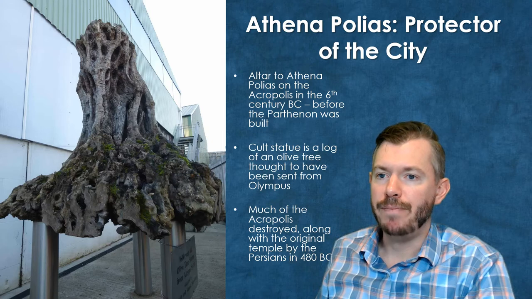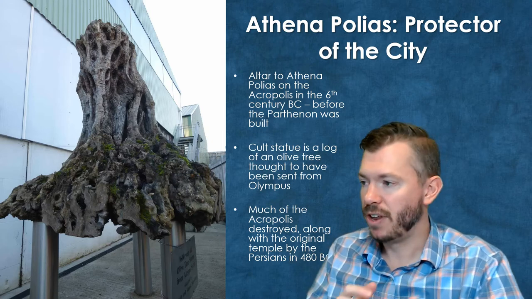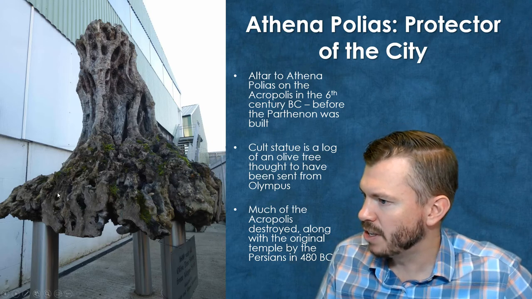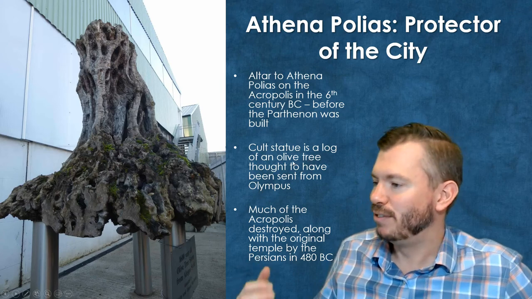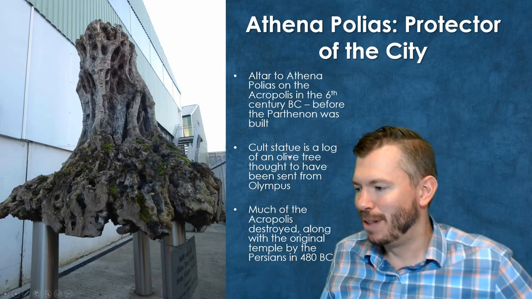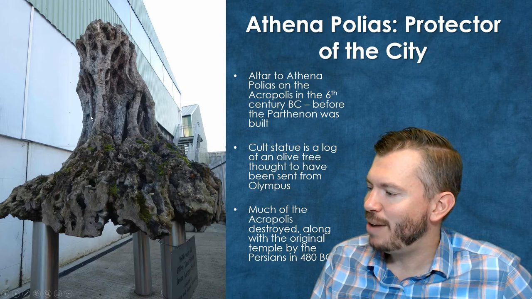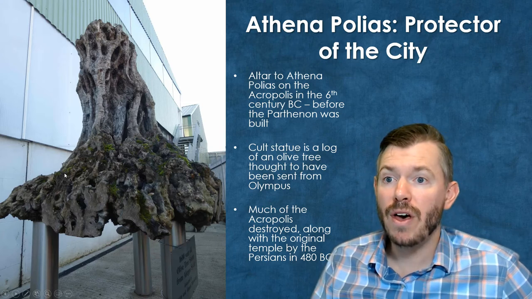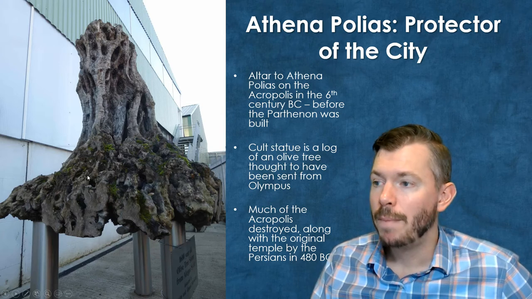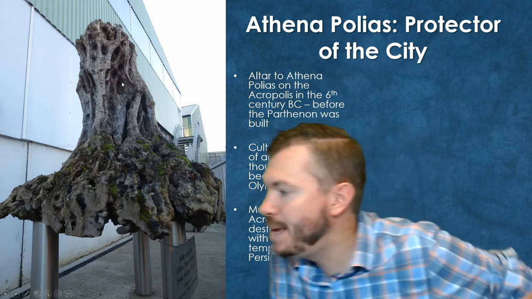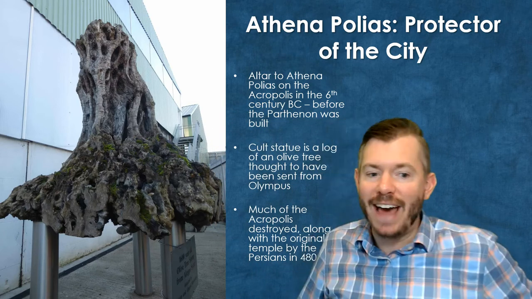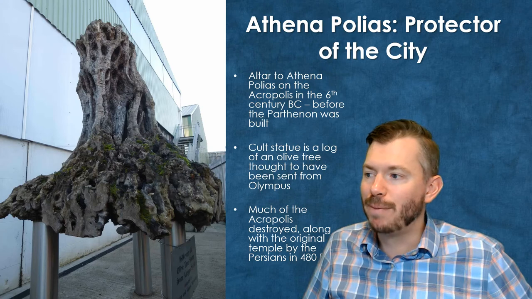prior to the Parthenon, okay? And we still have this cult statue. It's a log of an olive tree. It's thought to have been sent from Olympus. And then it was taken down when the Acropolis was burned by the Persians. So in 480 BC, the Acropolis in Athens ends up getting burned by the Persians.